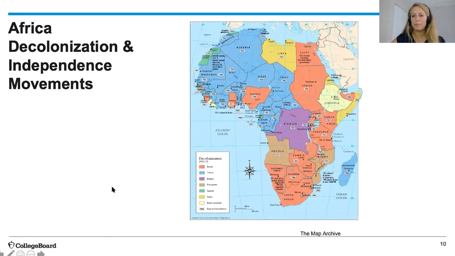If we look at this map, there's a country, Rhodesia, on here that eventually became what is today Zimbabwe. So these continuously change throughout history depending on what happens.